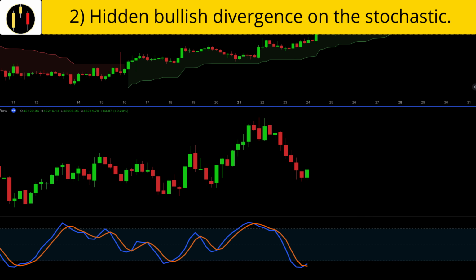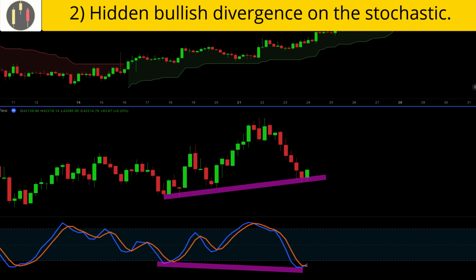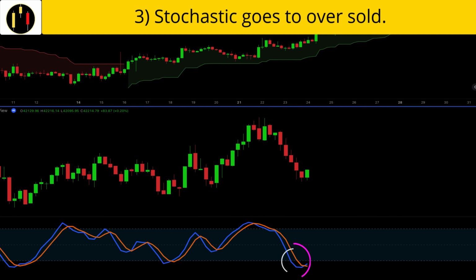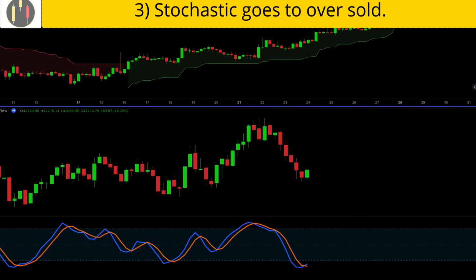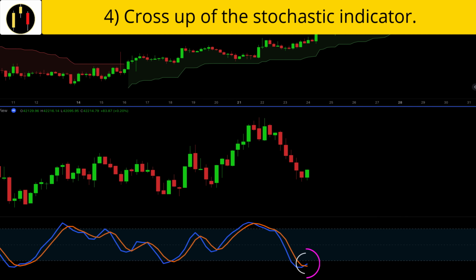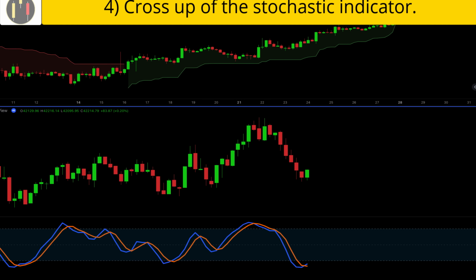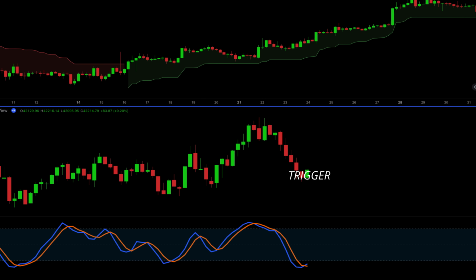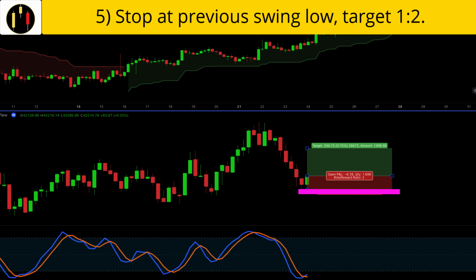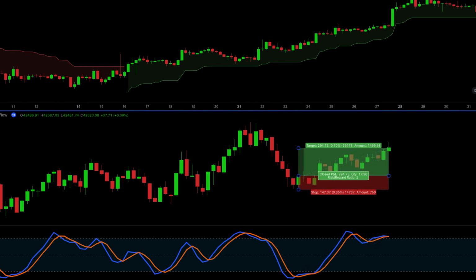Second, we can see hidden bullish divergence on the 15-minute chart, a higher low on price and a lower low on the stochastic. Third, the stochastic enters the oversold territory. Finally, we get a cross up of the stochastic. Our rules are met when this candle closes. That is our trigger candle. The stop is placed at the immediate previous swing low and target 2 times risk. And long example 1 continues to the target.